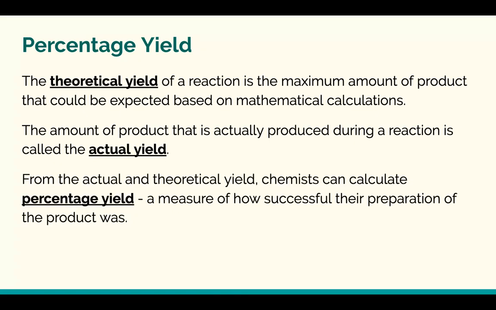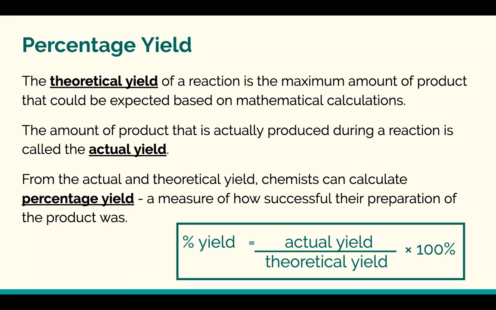From those two yields, you can calculate a percentage yield, which is a measure of how successful the preparation of product was. The formula for percentage yield is just your actual yield over your theoretical yield times 100%. It's the same idea as when you calculate a percentage on a test. It's the actual number of marks you got over the theoretical number of marks you would have gotten if you'd gotten everything correct, times 100%.